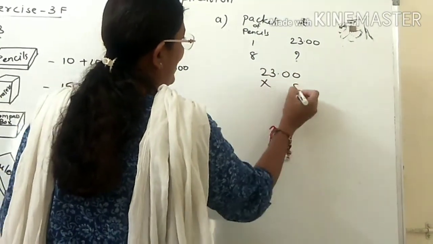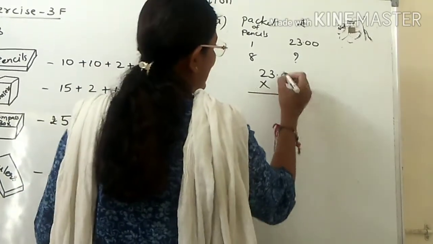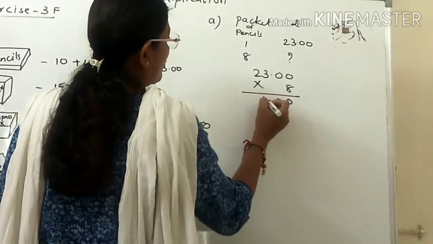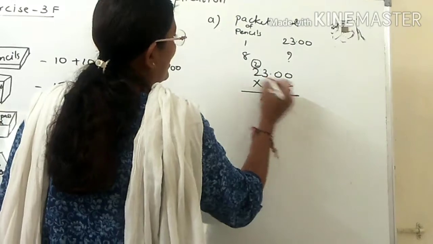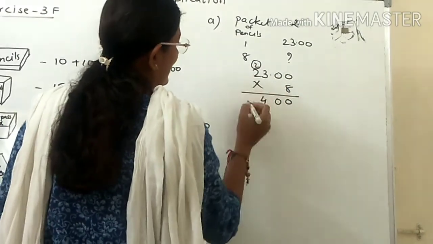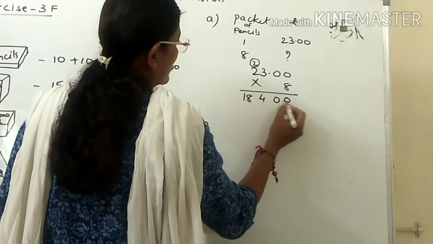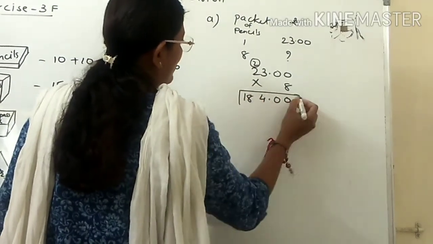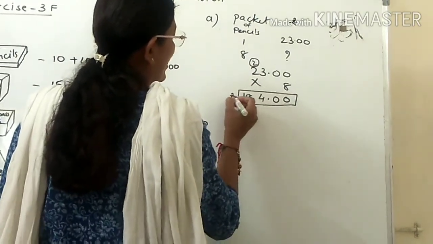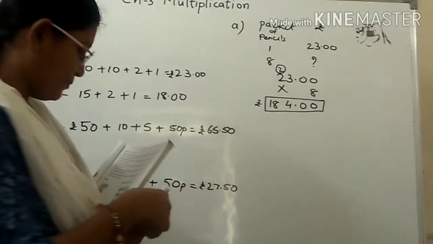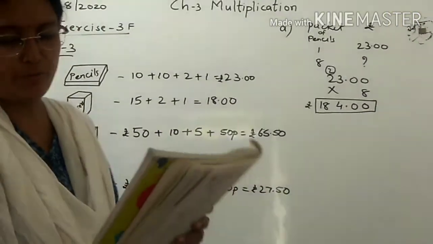23.00 multiplied by 8. 8 zeros are 0, 8 zeros are 0, 8 threes are 24, 4, 2 carried over. 8 twos are 16, 17, 18. After the point there are 2 digits, so from here 1, 2 and here the point. So it will cost rupees 184. Okay, first answer is 184, right?